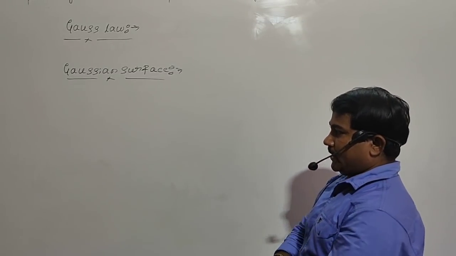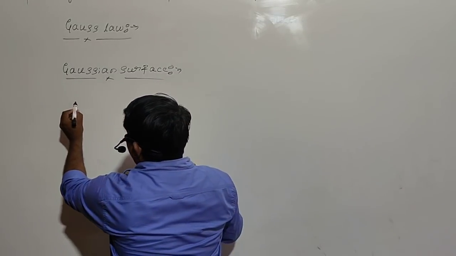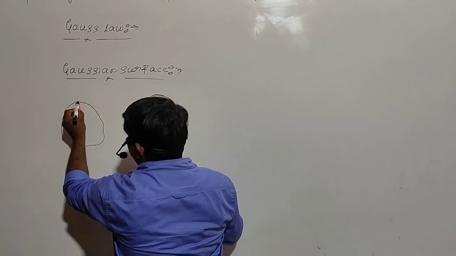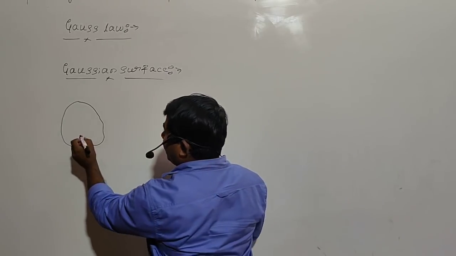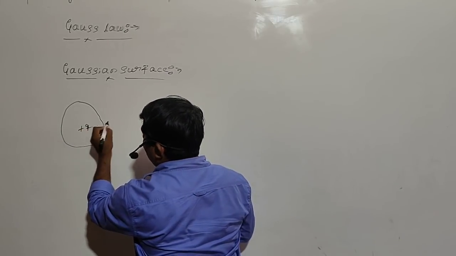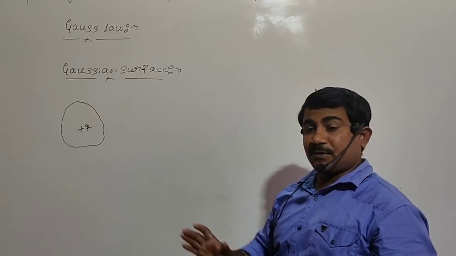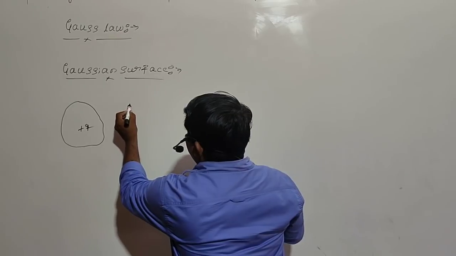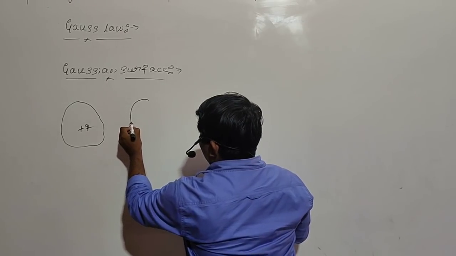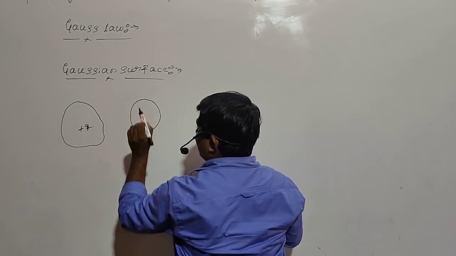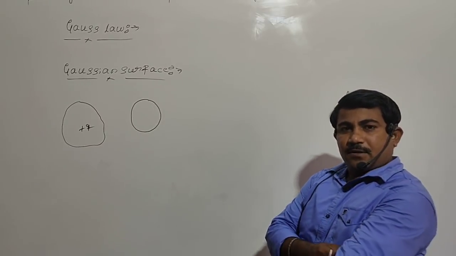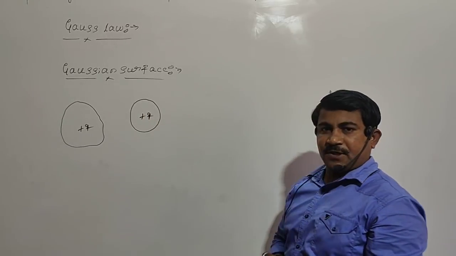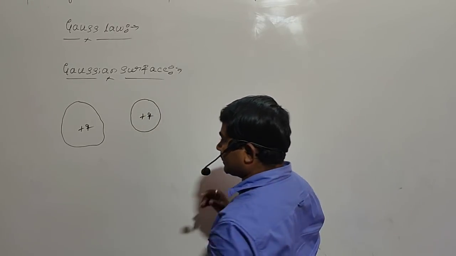For example, see here, this is a closed surface. In this closed surface, if a charged body is involved, or charge is involved, this indicates what? Gaussian surface. Or you can take it like this also. This is a closed surface containing charges within it. That we are calling Gaussian surface.